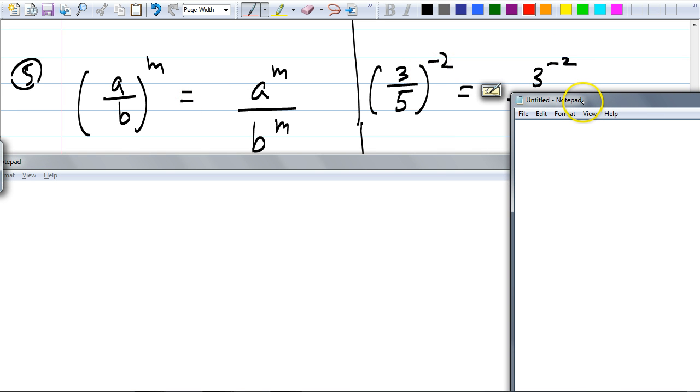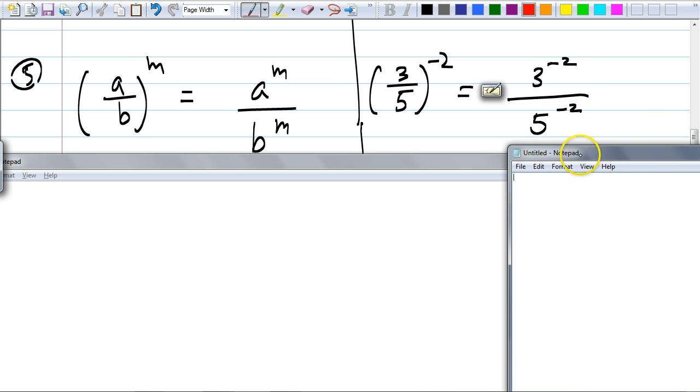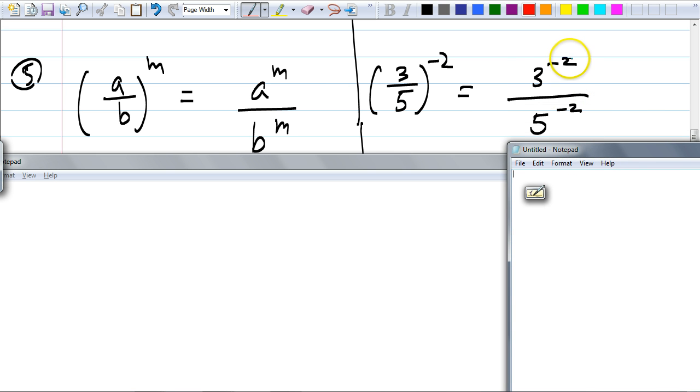Over what? 5 to the negative 2. Does that give you negative 9 on the numerator? Is that what it means? 3 to the negative 2? No. Samara, what does 3 to the negative power mean?